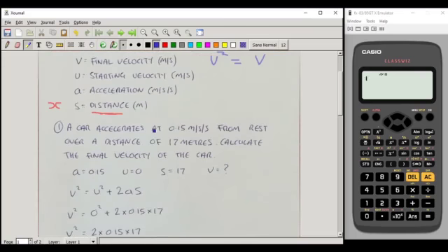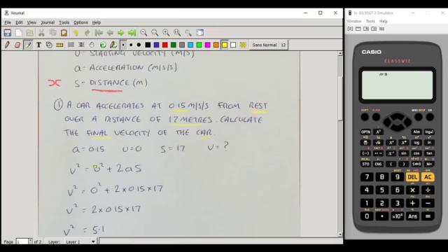Okay. So the best way to do things is examples. A car accelerates at 0.15 meters per second squared from rest over a distance of 17 meters. Calculate the final velocity of the car. So write down what you know. We know the acceleration is 0.15. It starts from rest, which means the initial velocity is 0. It's got a distance of 17 meters. And we need to find the final velocity V. Just make sure that V is a V, not a U, okay?